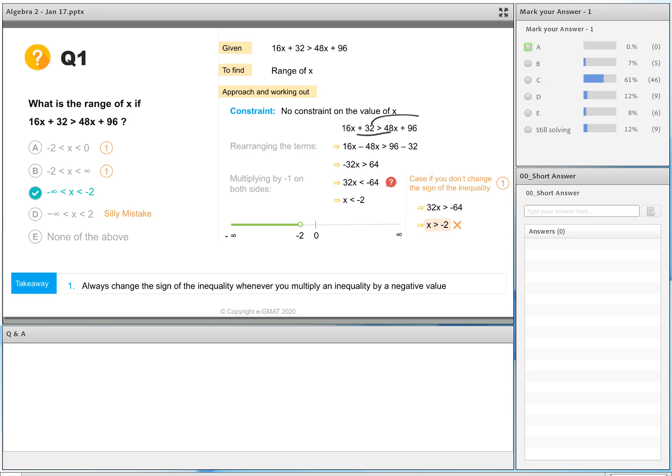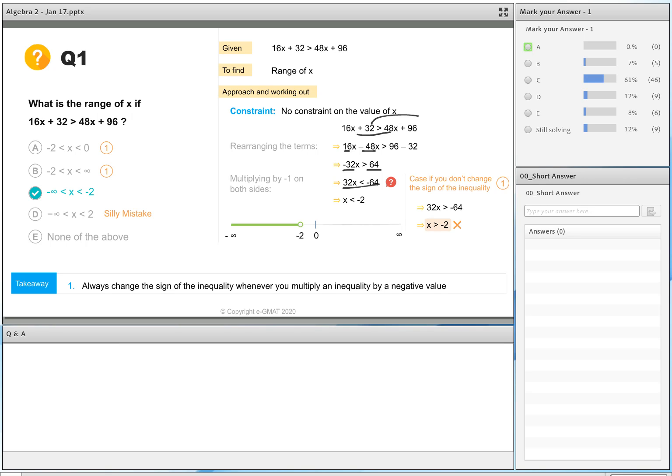What do we see? We see that 16x minus 48x, which is minus 32x, is greater than 96 minus 32, which is 64. Now, if you multiply both sides of this inequality by minus 1, I would get the value of x and not minus x. So I'll do that. And I see that 32x is less than minus 64.